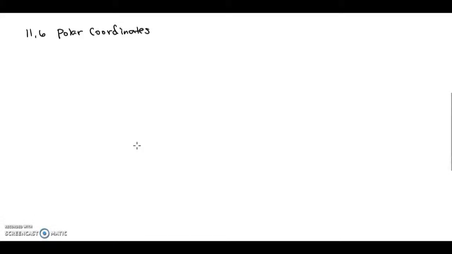Okay, in 11.6 we explore a new coordinate system, which is called polar coordinates. So the coordinate system that we've been using, that you've probably used in math up until now, is the rectangular coordinate system. And that means that it's laid out in squares or rectangles.